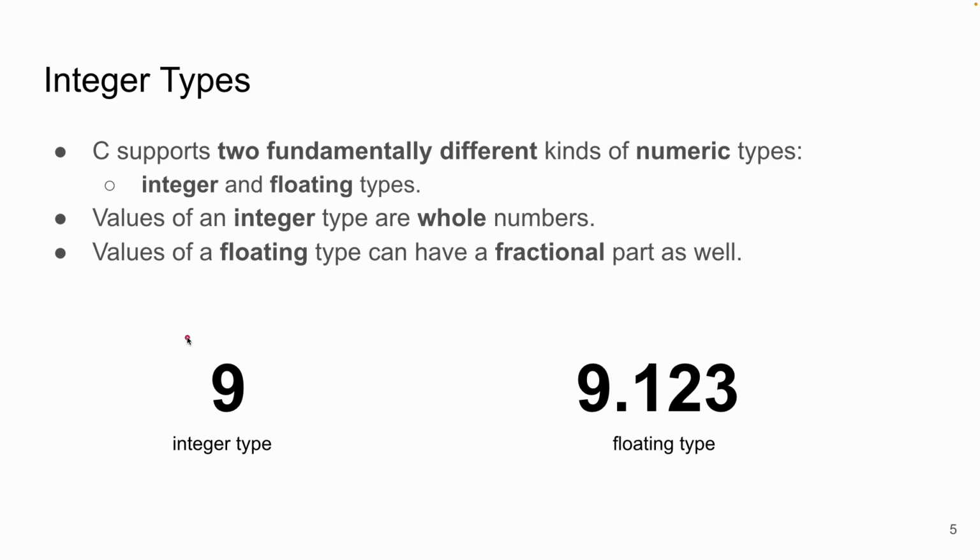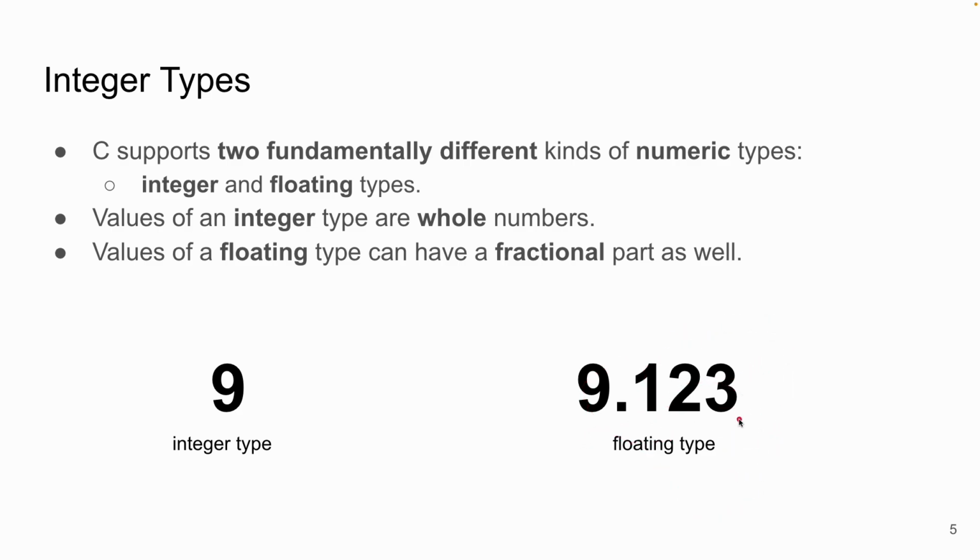So first, let's review something about integer and floating point. In C, it supports two different kinds of numeric type. The first one is integer type, so something like this. Integer type basically represents the number without fractional part, that is, the number without the decimal point and the numbers after the decimal point. So for the integer type, there's no fractional part.